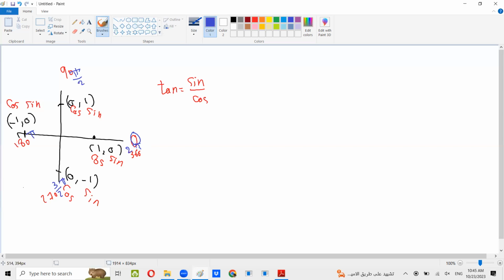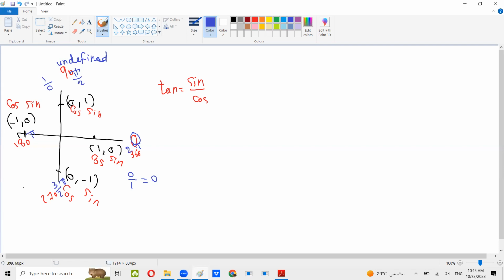If I ask you about the value of tan 0. Tan 0 is sine over cosine, 0 over 1, which is equal to 0. What about tan 90 or tan pi over 2? 1 over 0, math error or undefined. So understand that tan is defined on one side and undefined on the other, defined and undefined.